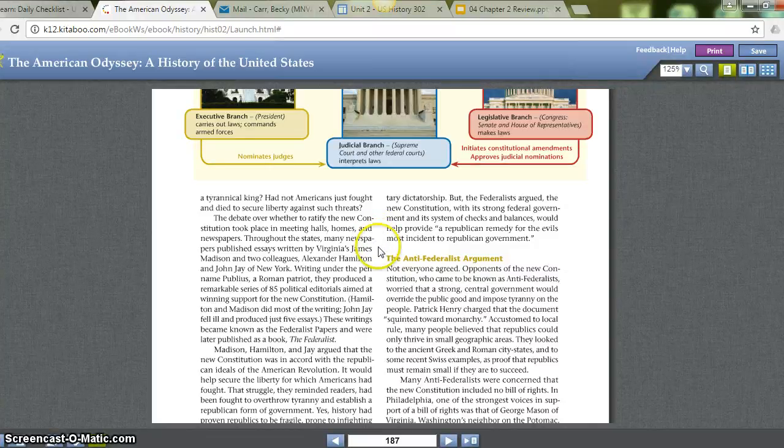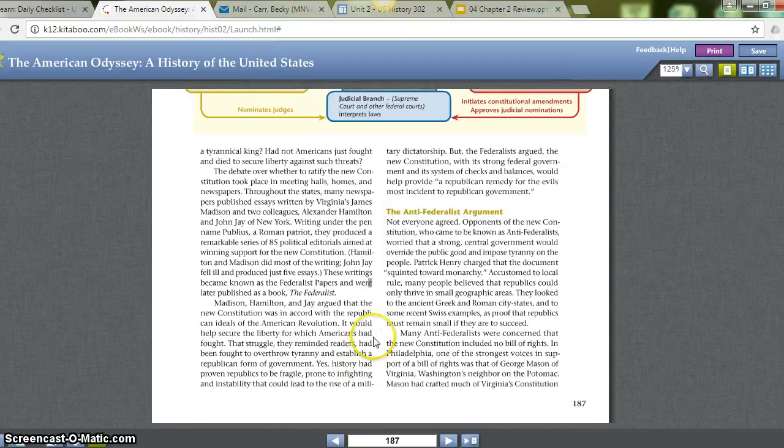Throughout the states, many newspapers published essays written by Virginia's James Madison and two colleagues, Alexander Hamilton and John Jay of New York. Writing under the pen name Publius, a Roman patriot, they produced a remarkable set of 85 political editorials aimed at winning support for the new Constitution. Hamilton and Madison did most of the writing. John Jay fell ill and produced just 5 essays. These writings became known as the Federalist Papers and were later published as a book, The Federalist.